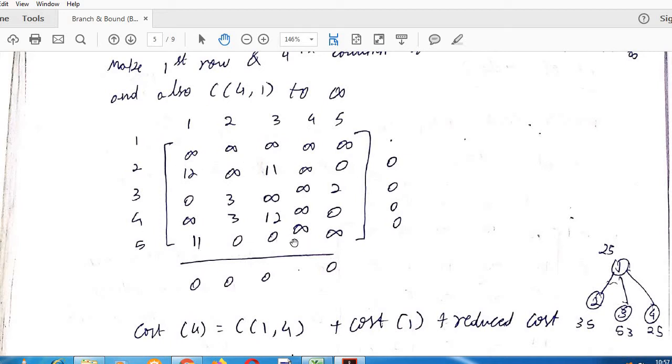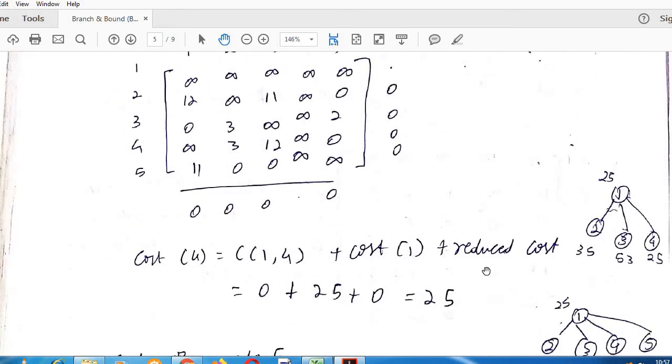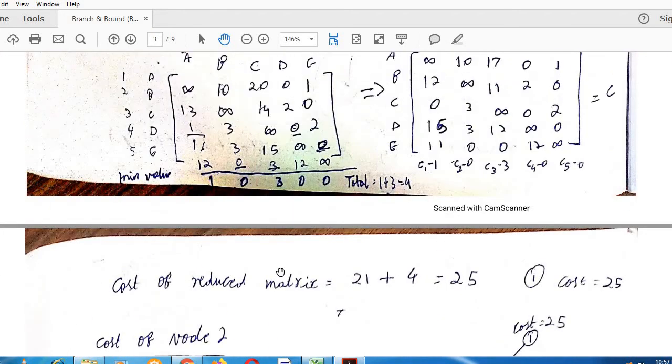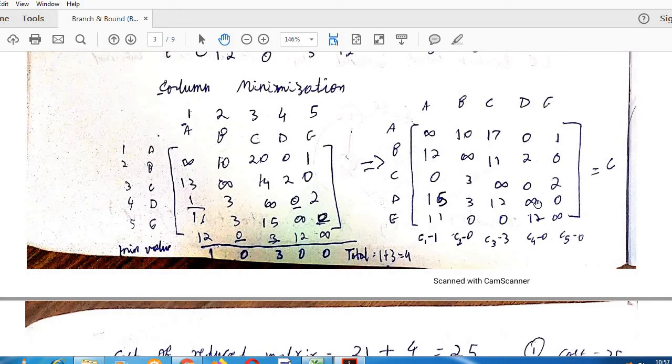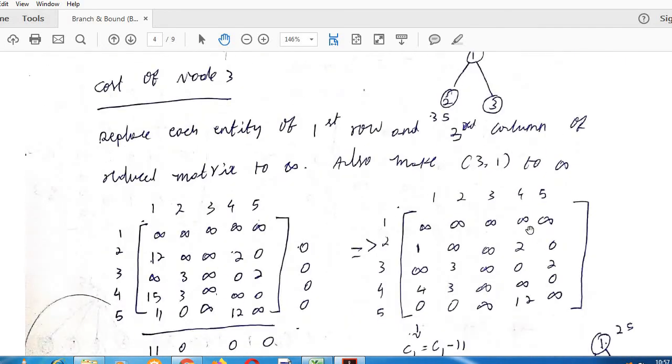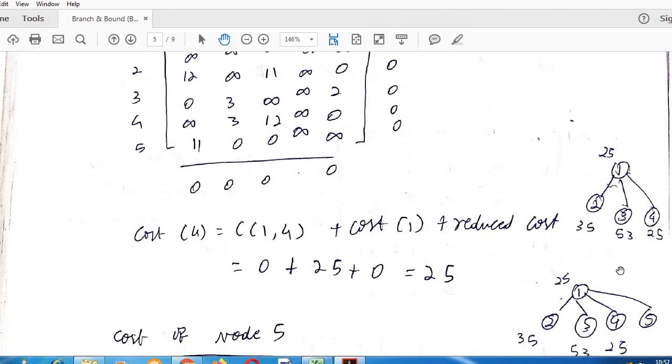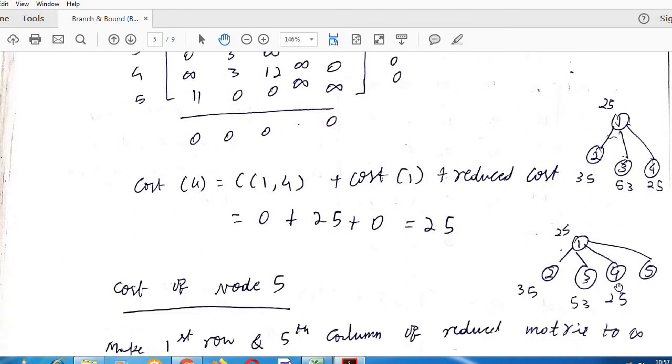Similarly, if I do it for the columns, all the column elements will end up with 0. So the total reduced cost will be 0. If I add up all the minimum values, it results in 0. So the total reduced cost will be 0. Then the cost for reaching 1 is 25, and the cost for reaching from 1 to 4, we have to check in the reduced matrix, is 0. So when I add all these, I will get the value of 25. So I will assign the cost of 25 to node 4.